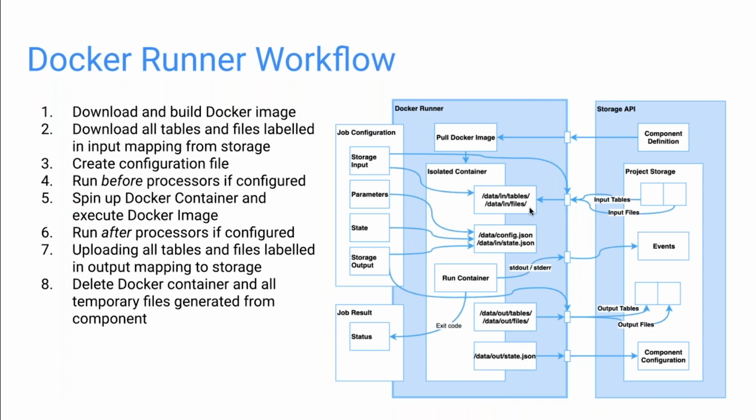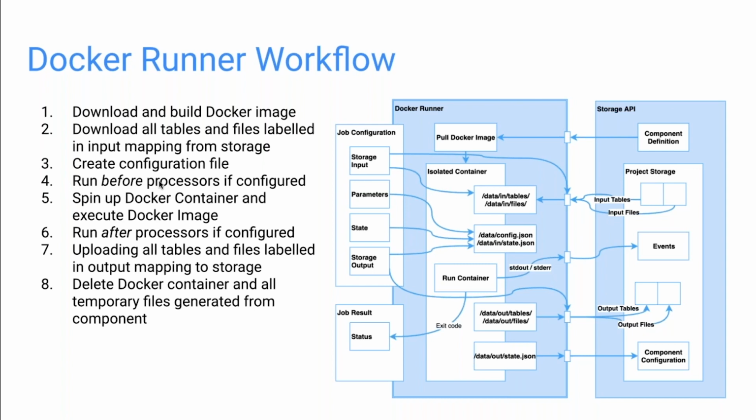So from here, this is the input mapping. So we have tables or files. Okay, they're defined in storage input. Okay, then they will be pulled from the storage API into the Docker Runner container. Create configuration file. That's the third step. So with the UI configuration, it will create a list of parameters, state, storage input, and storage output to define how the component should be run.